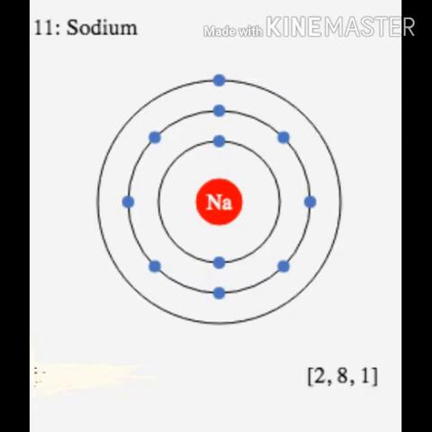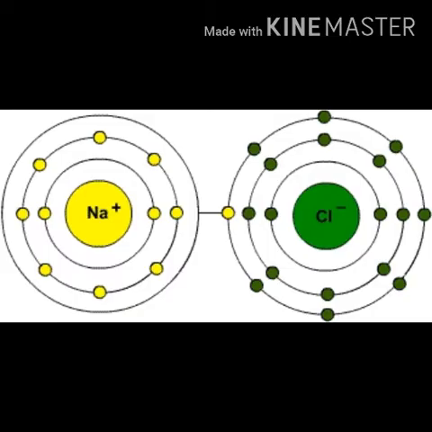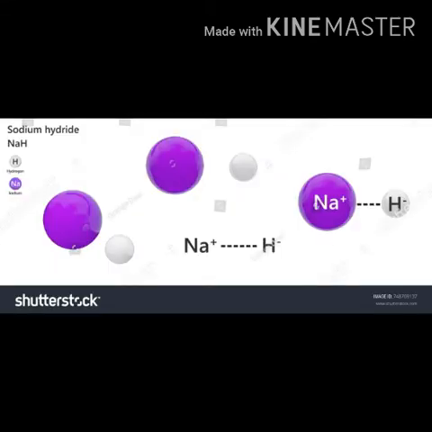Electronic configuration of sodium is 2, 8, 1. It has one electron in the valence shell and the valency of sodium is also 1, as seen from the molecular formula of NaCl, that is sodium chloride, where one sodium atom is bonded to one chlorine atom, and NaH, that is sodium hydride, where one sodium atom is bonded to one hydrogen atom.